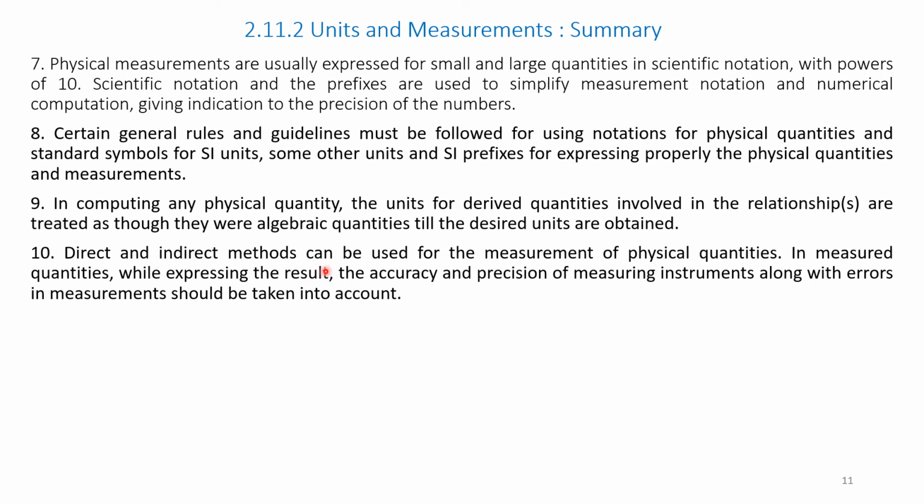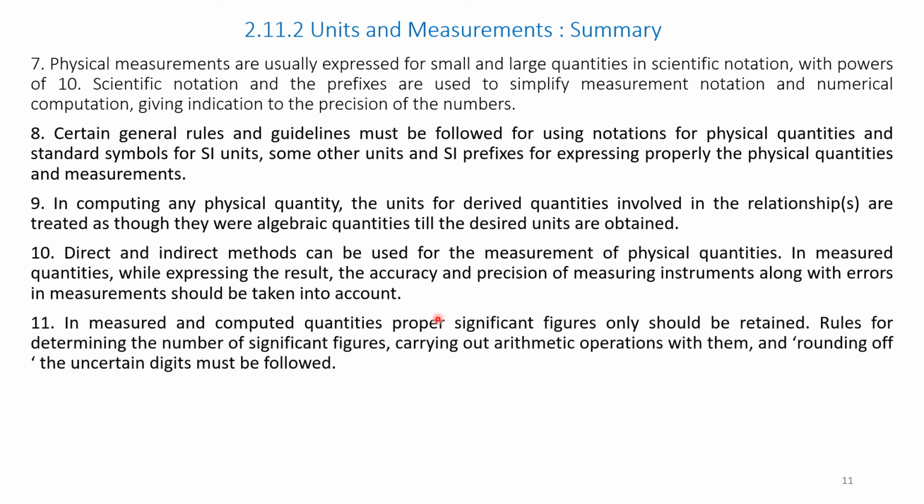Direct and indirect methods can be used for measurement of physical quantities. In measured quantities, while expressing the result, the accuracy and precision of the measuring instrument along with errors in measurement should be taken into account. In measured and computed quantities, proper significant figures only should be retained. Rules for determining the number of significant figures, carrying out the arithmetic operations with them, and rounding off the uncertain digits must be followed.